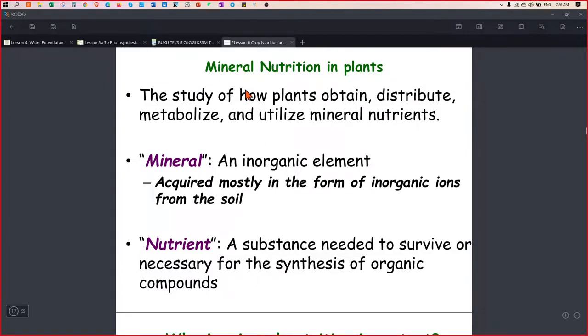So why is it important to study the mineral nutrition? Basically, minerals are inorganic elements. I hope you still remember from what you have learned in your soil science. And the nutrient is the substance needed to do the necessary synthesis of organic compounds. Minerals are usually the combination of two or three things. I'll give you one simple example.